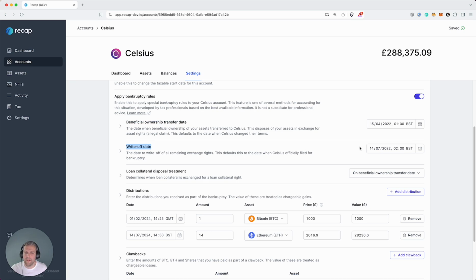We think the key date here is the petition date. This is when Celsius went into Chapter 11, and the contract that you had with Celsius related to terms of service has been voided. You can no longer reclaim your assets. They are trapped within the Chapter 11 US bankruptcy code process. So this is where we would basically generate your tax loss.